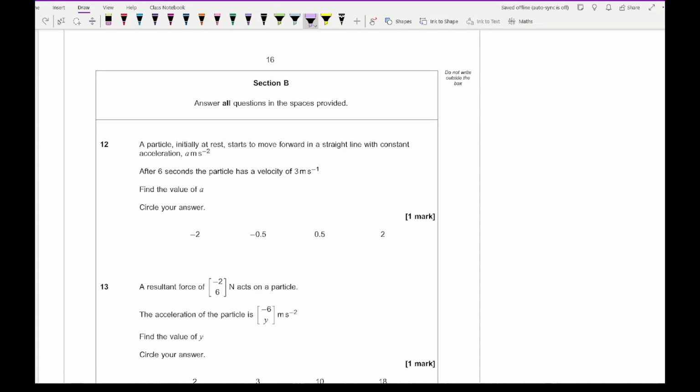Let's look at question 12. A particle initially at rest starts to move forward in a straight line with constant acceleration a meters per second squared. After 6 seconds, the particle has velocity of 3 meters per second. Find the value of a.